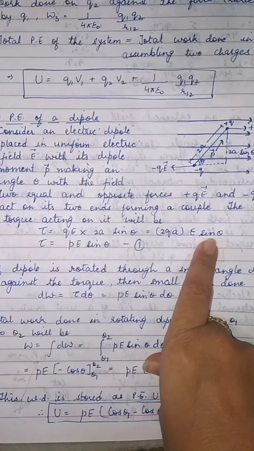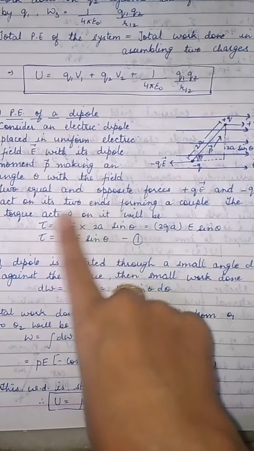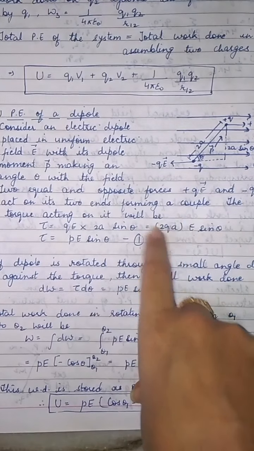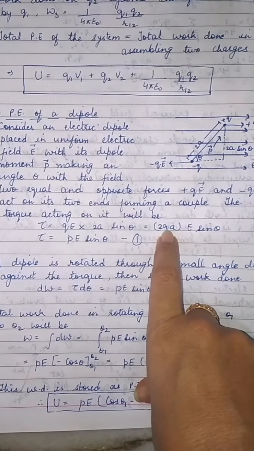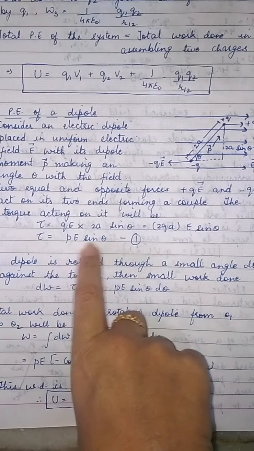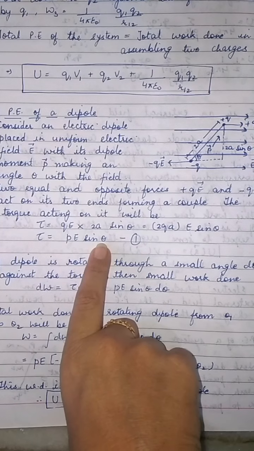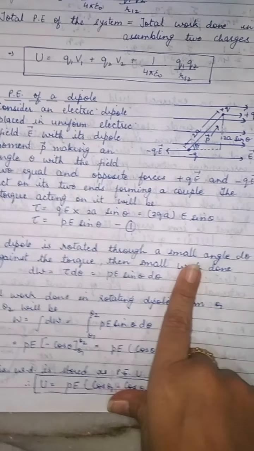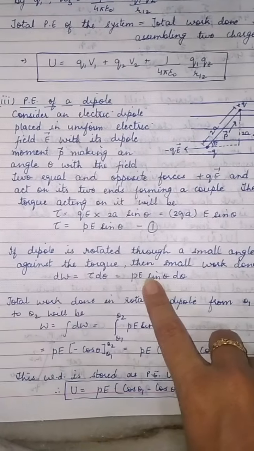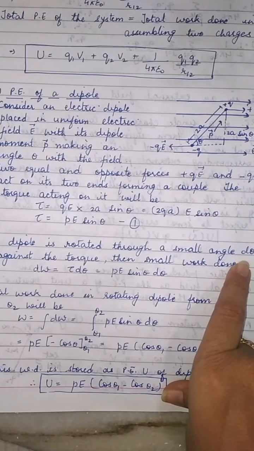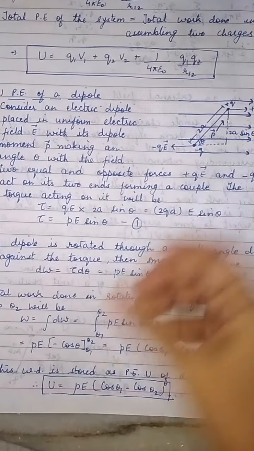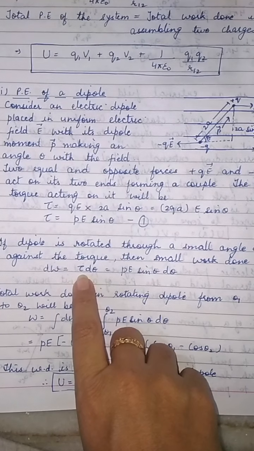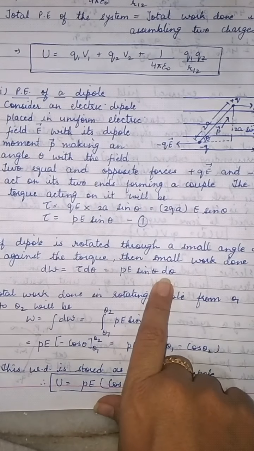2qaE sin theta. Just reshuffling this equation, I write 2qa together and E sin theta. Now 2qa is the dipole moment p, so pE sin theta. So torque is equal to pE sin theta. Now if the dipole is rotated through a small angle d theta, then the small work done to rotate that dipole, dW, is equal to tau d theta, that is equal to pE sin theta d theta.